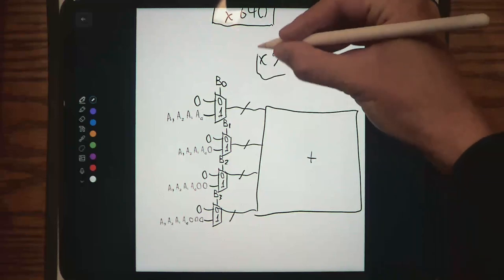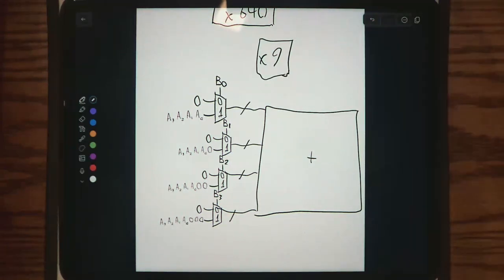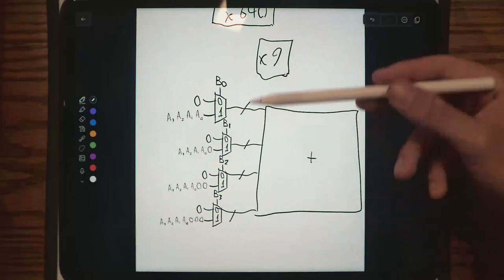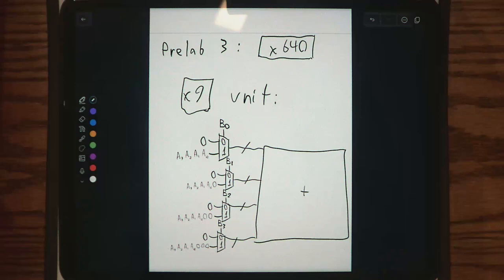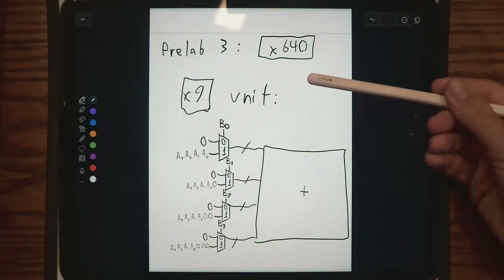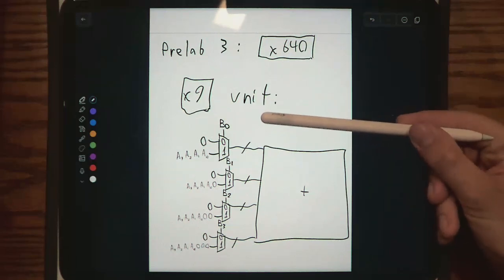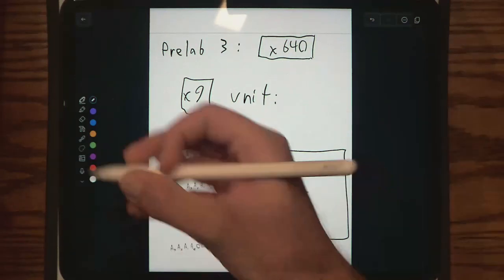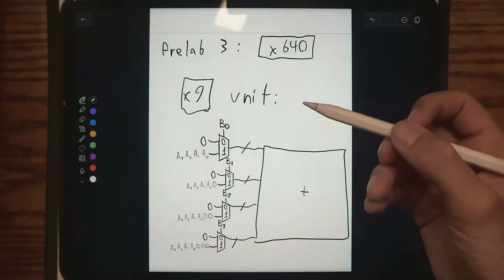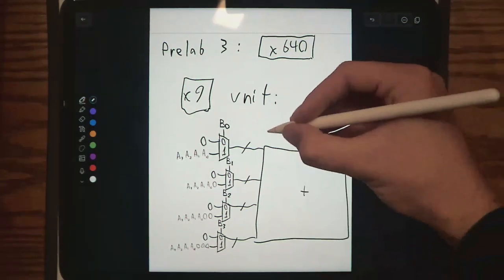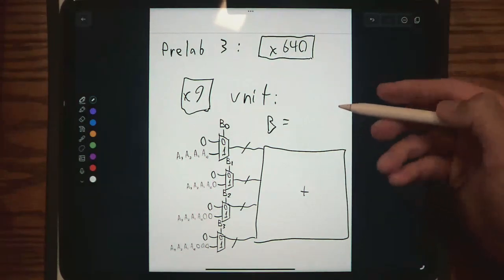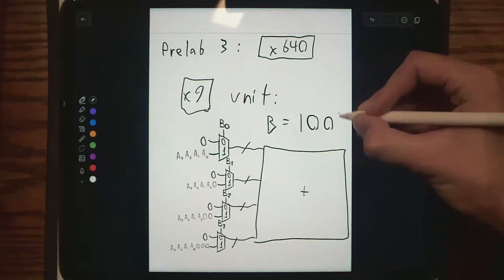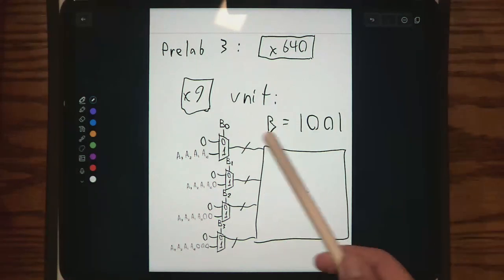Okay, actually go and spend 30 seconds on that. Think of how we could modify this to now turn this into a times 9 unit. Yeah, if you make the B inputs 9, so like B0, 1, B1, 2, 0, B3, 1. So if we write out B right here, what is 9 in binary? 1, 0, 0, 1. Okay, so B0, we can say is 1, right?